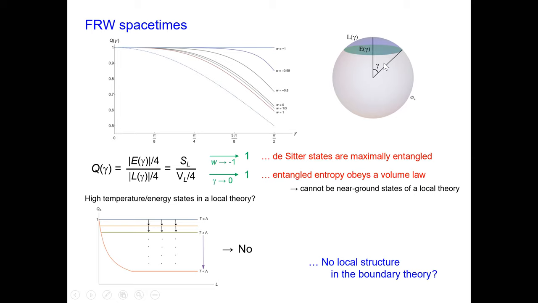If gamma goes to small, namely a very small region, this hypothetical entanglement entropy, namely the area of the extremal surface divided by the volume of the boundary theory, goes to one. So it's saturated; it's a volume law. At short distance, it looks maximally entangled. If you think about a very small region, it's like a Page state, which is maximally entangled with the rest.